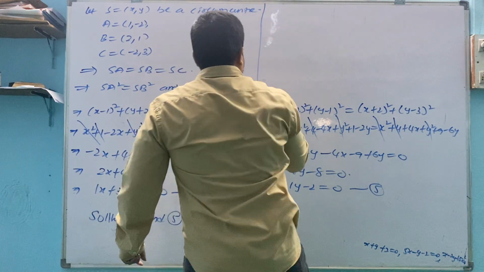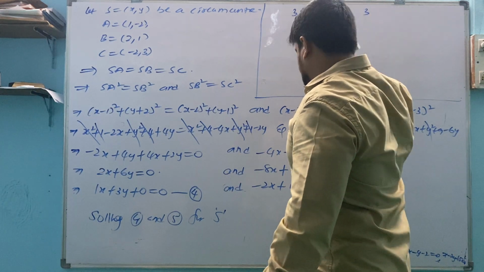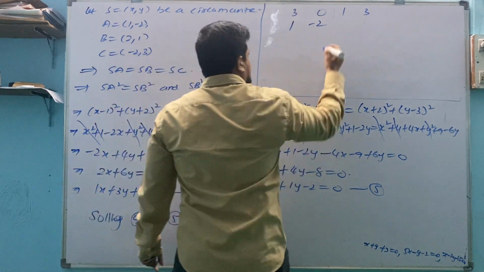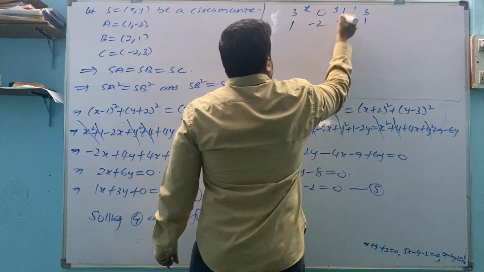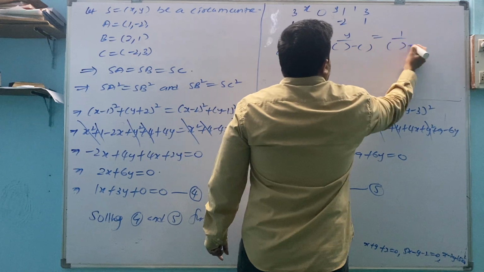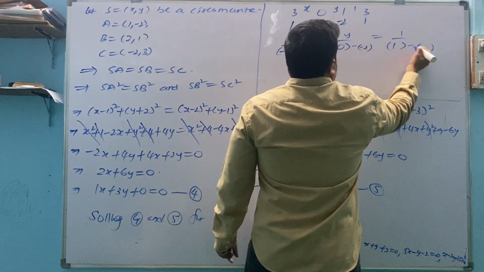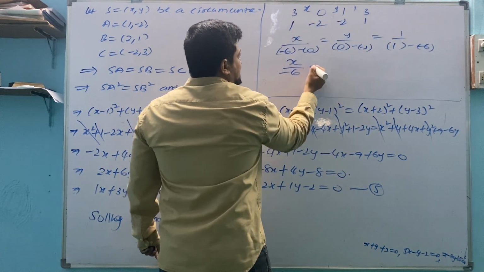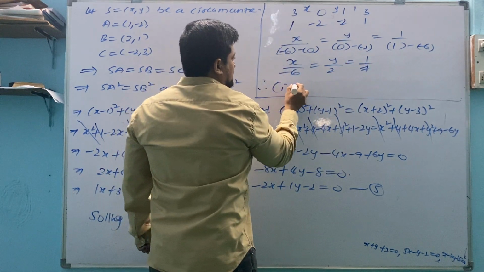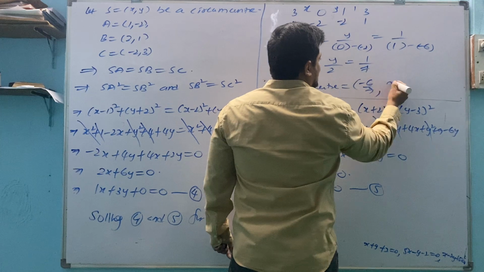So what we will do for the fourth and fifth? Simplification: second term, third term, first term, second term. x, y, 1: x by AD minus BC, y by AD minus BC, and 1 by AD minus BC. Minus 6, 0, 0 minus 2, 1 minus 6. So x by minus 6, y by 2, 1 by 7. So the circumcenter equals (minus 6 by 7, 2 by 7).